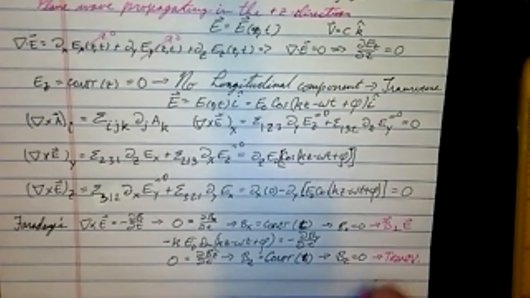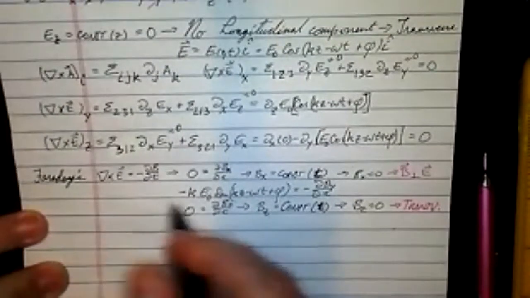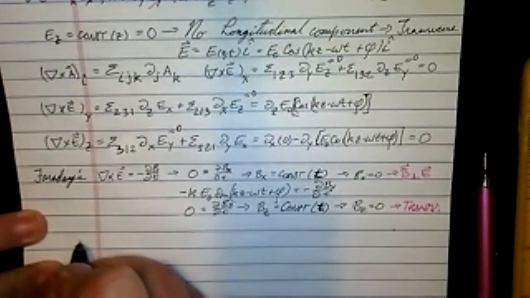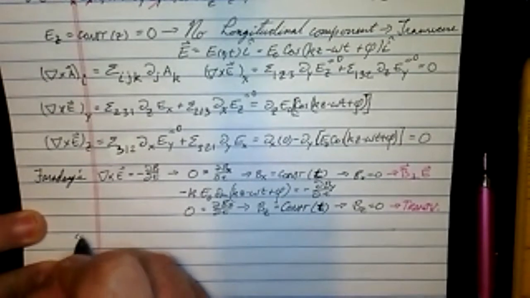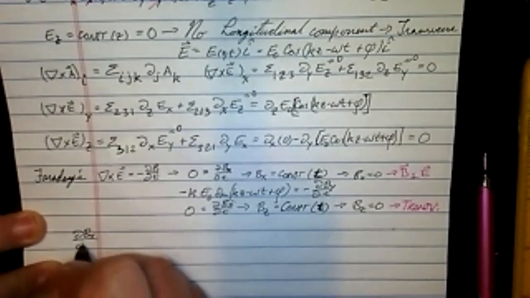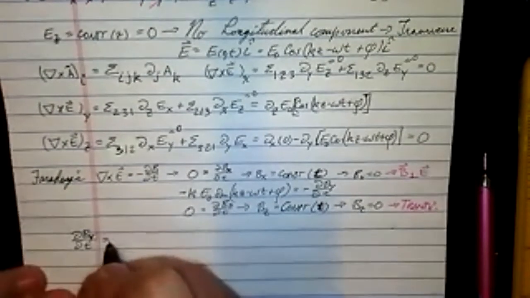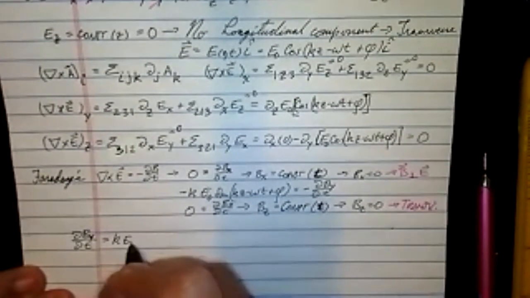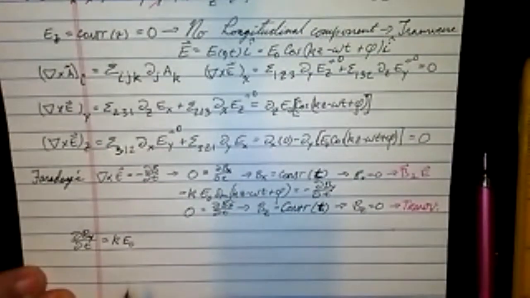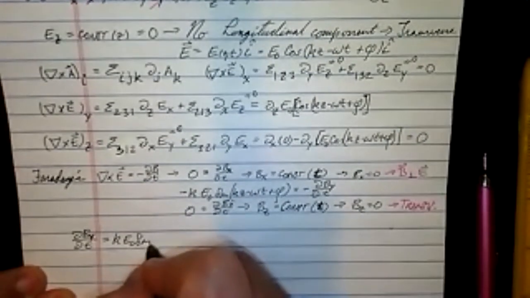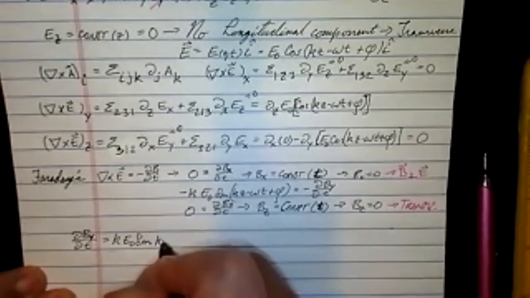Now we're going to attack this equation and see what we can get out of it. Notice we have a negative on both sides, which makes life a little easier. I can drop the negative, and I'm going to say the partial of By with respect to t, the y component, is equal to k, the magnitude of the electric field E0, times the sine of kz minus omega t plus the phase constant.